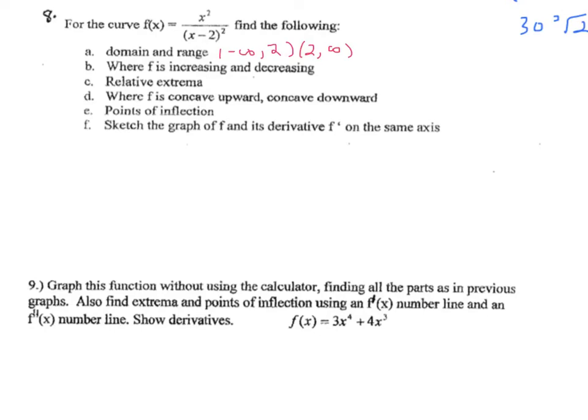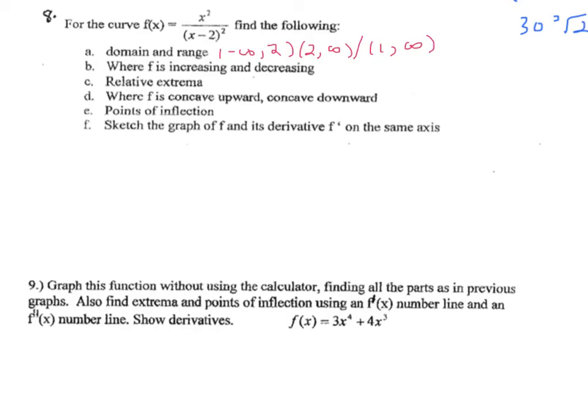And our range, let's see. It looks like no matter what, we will always get a positive number. And our horizontal asymptote, since the degrees are the same, will be at y equals 1. So our range should be from 1 to infinity.